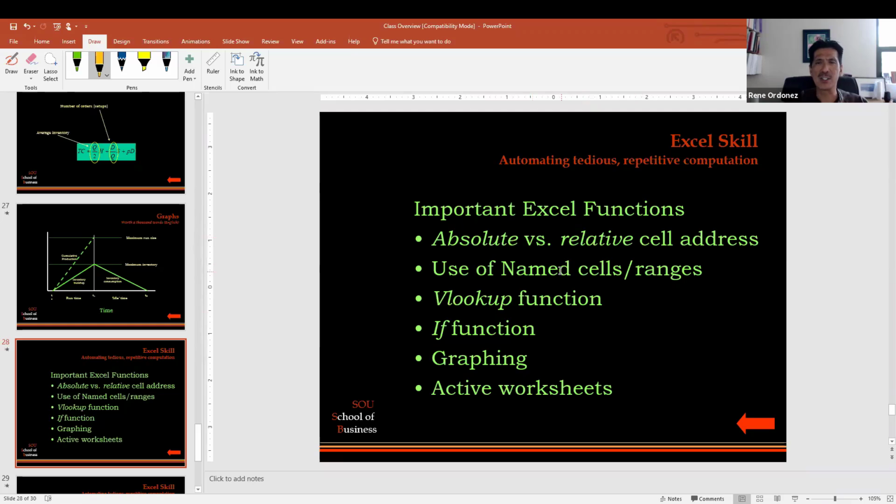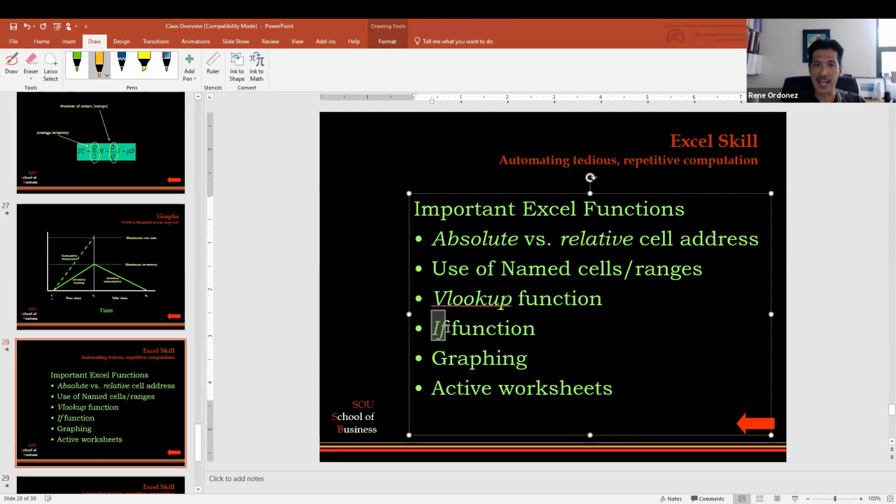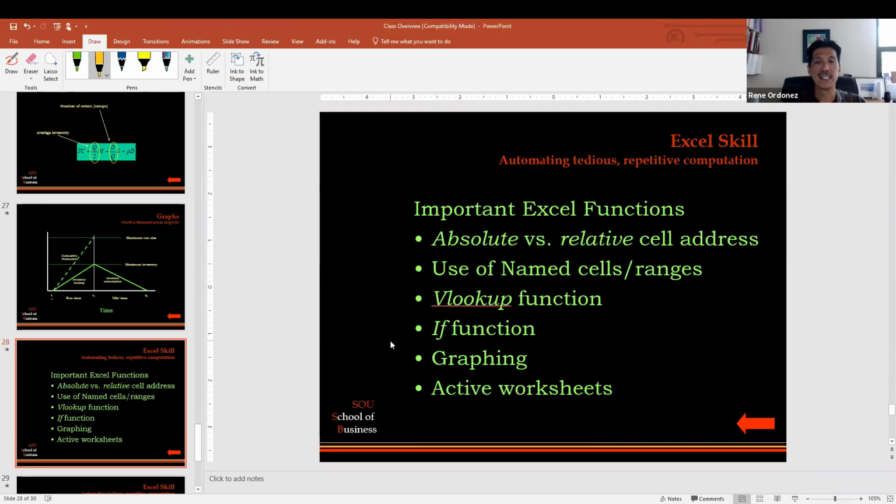And we will look at the use of named cell ranges to make solutions, equations, or formulas in Excel more readable. We will use the lookup function in some of our problems. We'll understand how to use the IF function. And then there will be lots of graphics and creating what I call active worksheets.